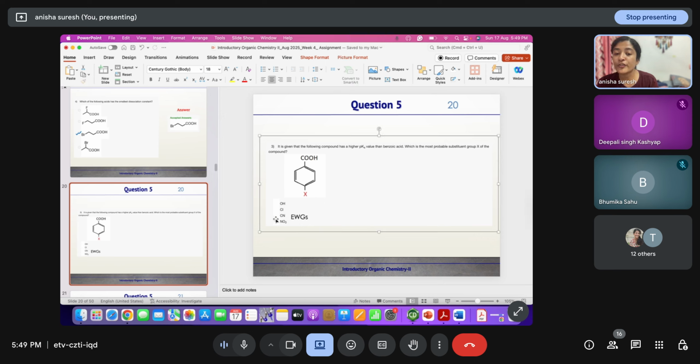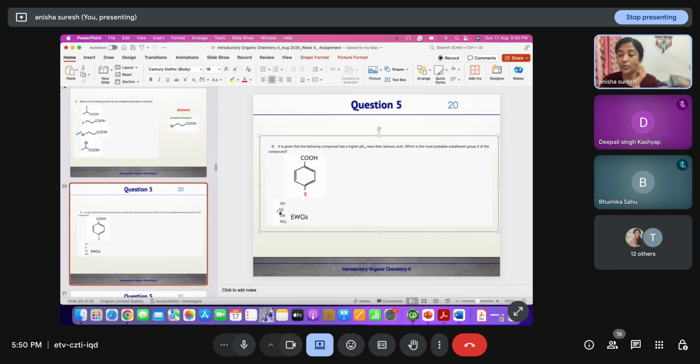But in the case of chlorine, this plus R effect will be less pronounced, because the lone pairs are present in the 3p orbital of chlorine. So the overlap such that the resonance will take place will be less pronounced in the case of chlorine. But in the case of oxygen, the lone pairs are present in the 2p orbital. Because of that, the resonance effect will be more pronounced than the minus I effect. Okay.